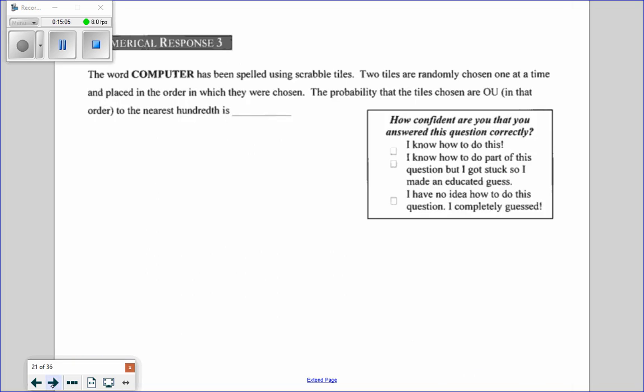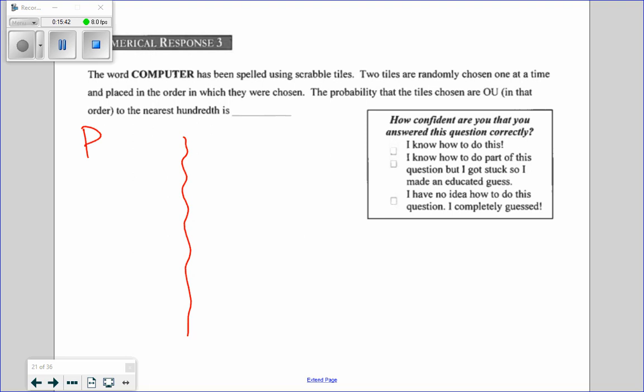Okay. So it says the word computer has been spelled using Scrabble tiles. 2 tiles are randomly chosen one at a time and placed in the order that they were chosen. So the assumption here is you're not putting the first tile back, right? Because you'd place a tile, place a tile. The probability that the tiles chosen are OU in that order. So you can do this as either a permutation question or as a probability question. It's up to you how you want to do it.